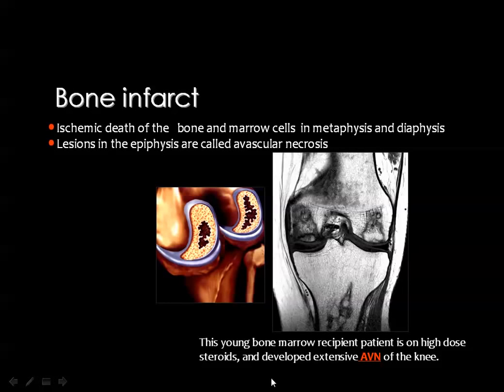Bone infarctions are due to ischemia of the bone marrow within the metaphysis or the diaphysis. Many books usually relate the appearance of bone infarctions within the medullary cavity of the long bones to Chinese letters. They always say that these infarctions may simulate the Chinese letters.